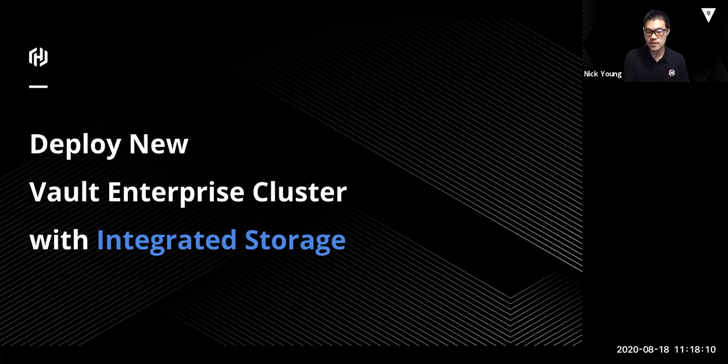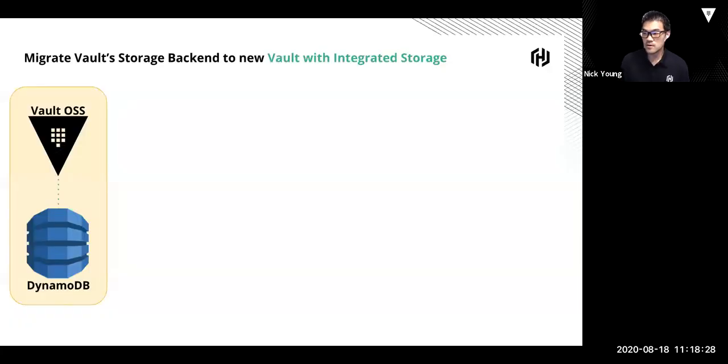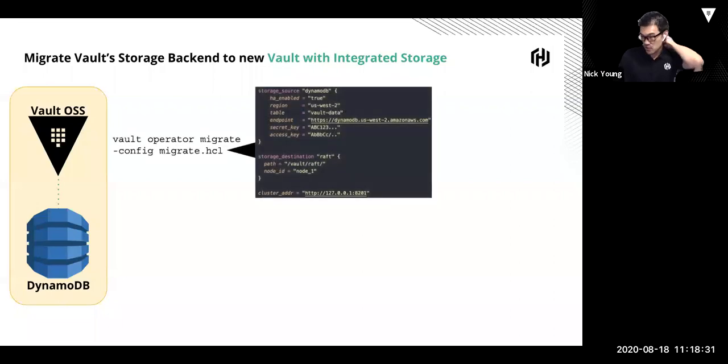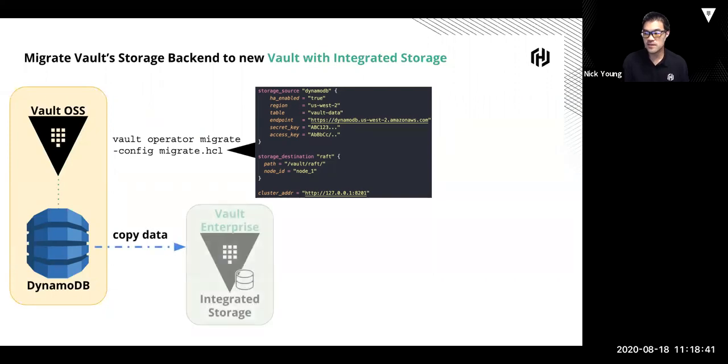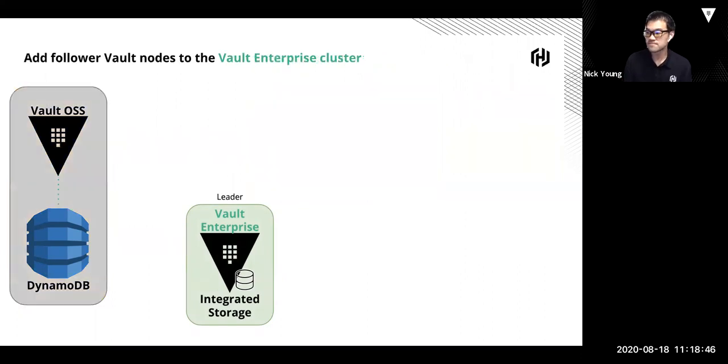So in 1.4, we announced the general availability of Vault with integrated storage. So for those that don't want to manage Consul as a separate storage layer just to support Vault, you could basically use the embedded storage using Raft within the Vault servers themselves. In this model, it's kind of the same thing. You're basically going through that same vault operator migrate command. You'll notice here that instead of the storage destination being Consul, I'm pointing to Raft. And then it's going to copy the data to the Vault Enterprise server, which has its storage embedded within it.